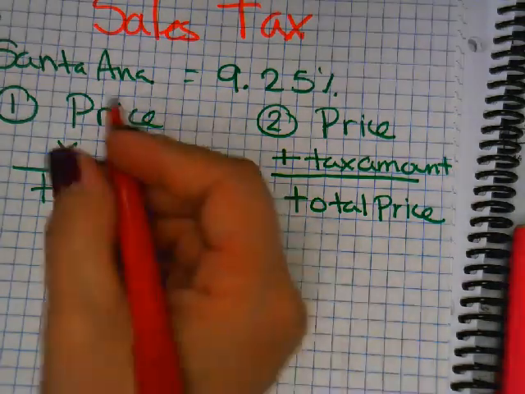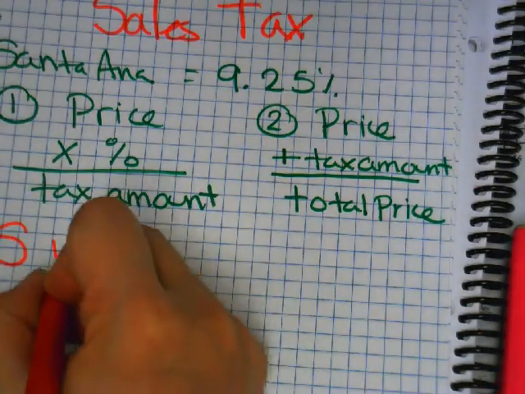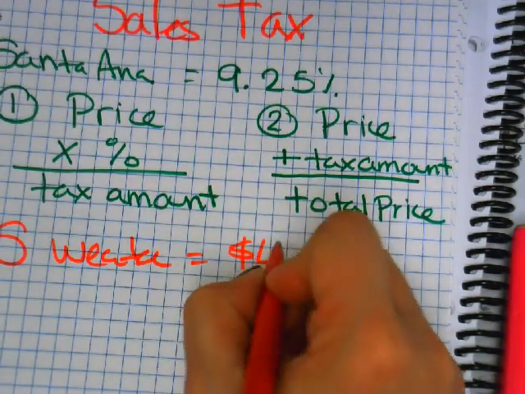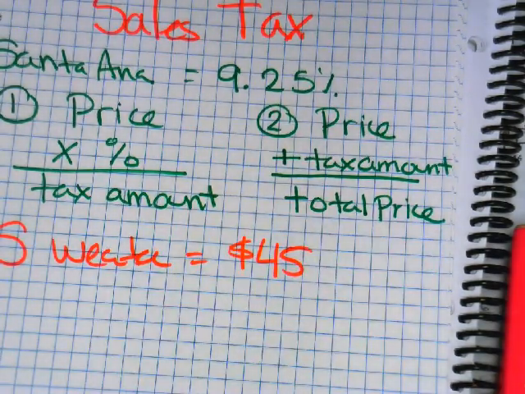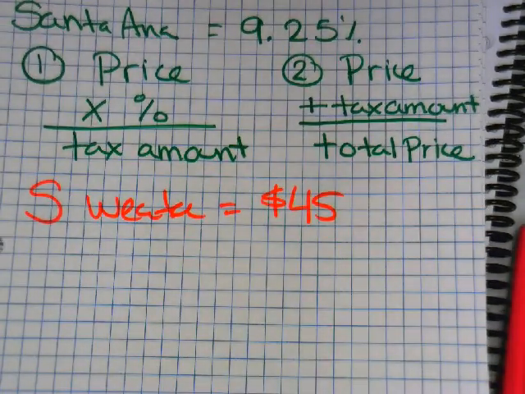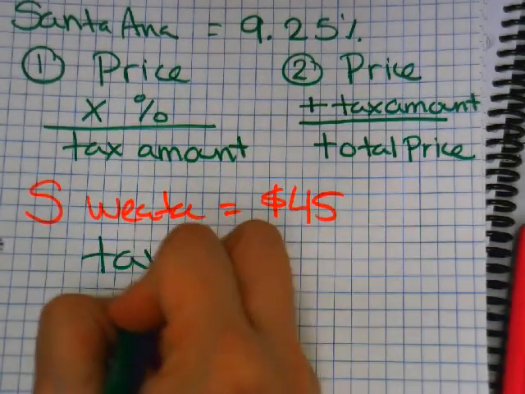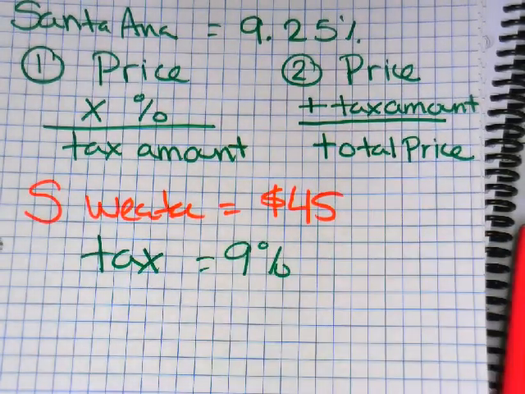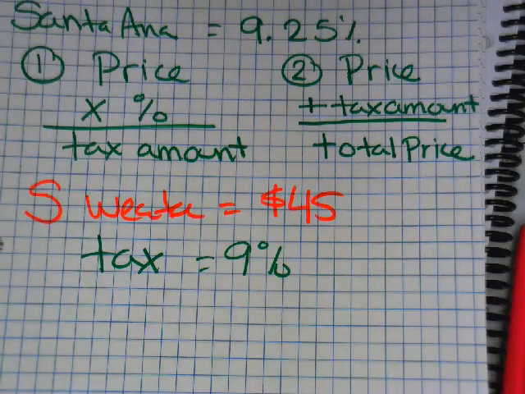Okay. Let's say I'm going to buy a sweater for my mom for Christmas that costs $45. Why is the S so far away from the W? I know, right? And the tax is 9%. Okay? So we're going to buy the sweater for $45.